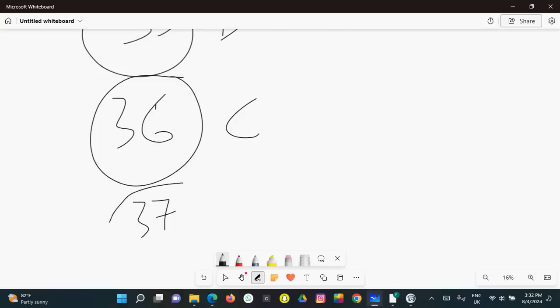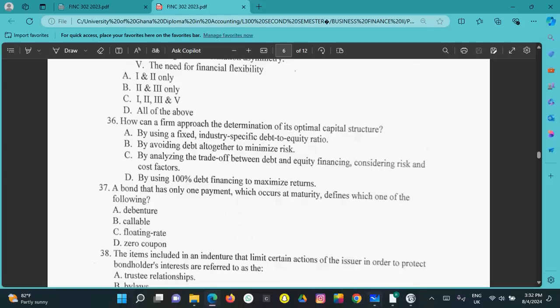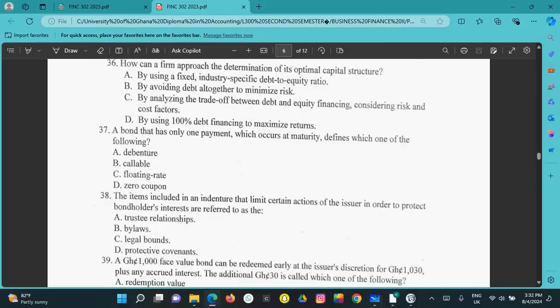Question 37. The bond that has only one payment, which occurs at maturity, define which one of these. So this is clearly a zero coupon bond because it has only one payment, and it has no coupon payment. It only has one payment when it matures, right? So that is zero coupon.